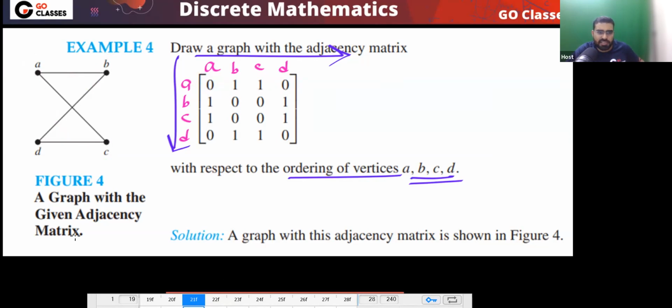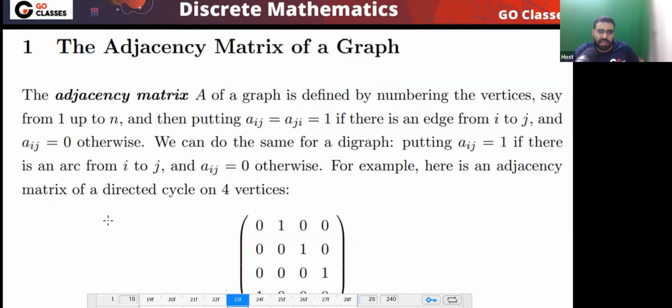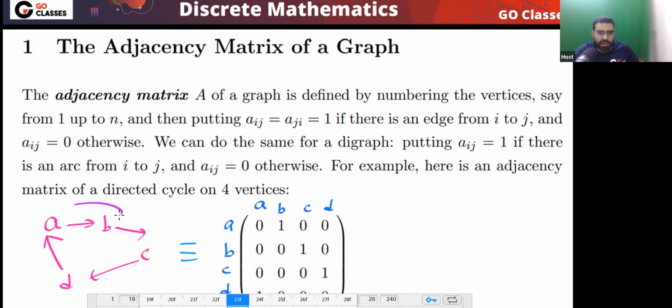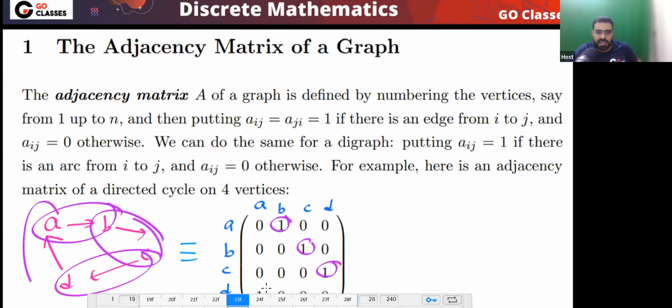Similarly, you can create an adjacency matrix for a directed graph. If you have a directed graph like this, then the adjacency matrix will be this. Again you can see these are the vertices A, B, C, D. From A to B, there is an edge. From B to C, there is an edge. From C to D, there is an edge. And from D to A, there is an edge. So this is your adjacency matrix for this directed graph.